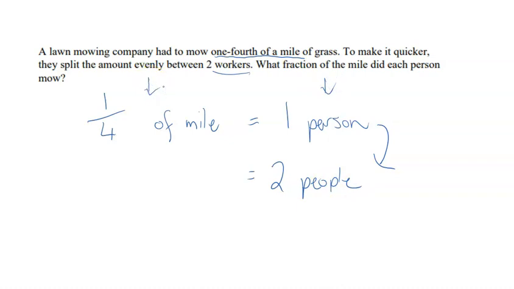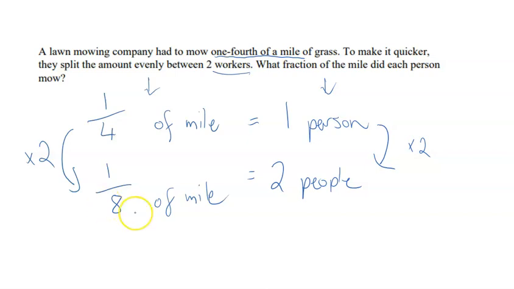1 to 2 is multiplied by 2. So what you do to one side, you do to the other. 1/4 multiplied by 2 is 1/8. Okay, 1/8 of a mile. And you can check that again by doing 1/8 divided by 2 equals 1/4. So each person would have to mow 1/8 of a mile, which in total will equal 1/4. Okay, that's it. Give it a go.